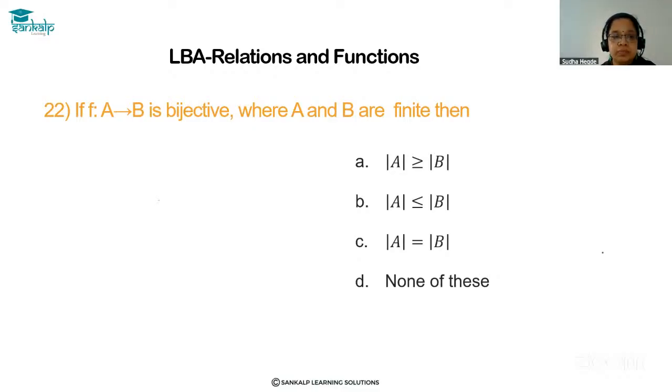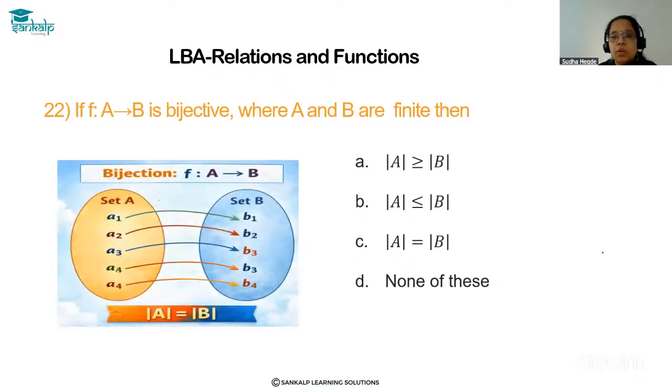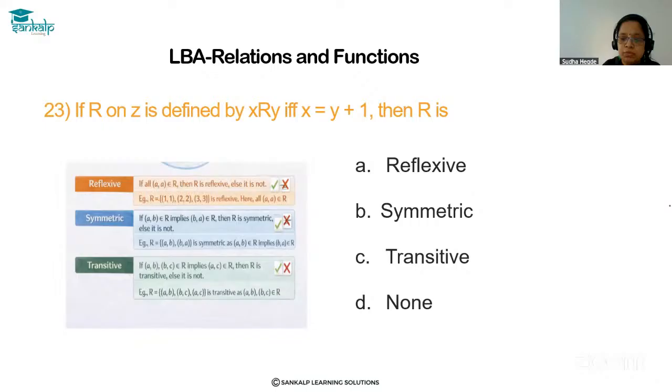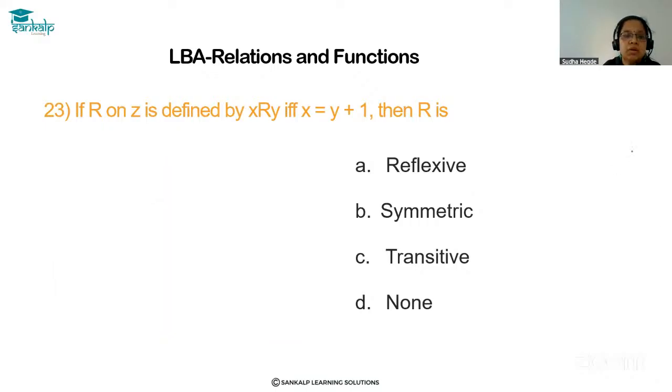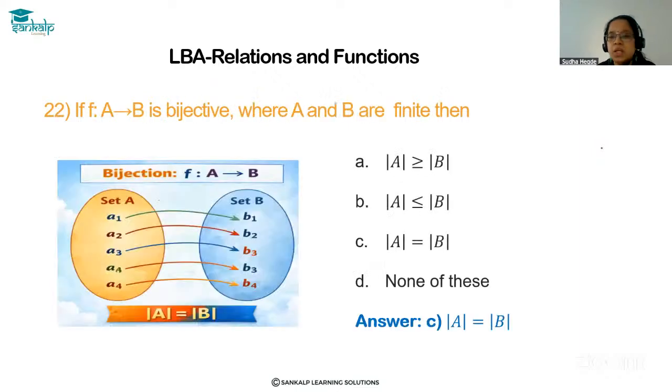Hi students, let us take the question. If f from A to B is bijective, where A and B are finite, then you need to check: option A, mod A greater than or equal to mod B; option B, mod A less than or equal to mod B; option C, mod A equal to mod B; option D, none of these. Okay. So what is given? F is bijective.